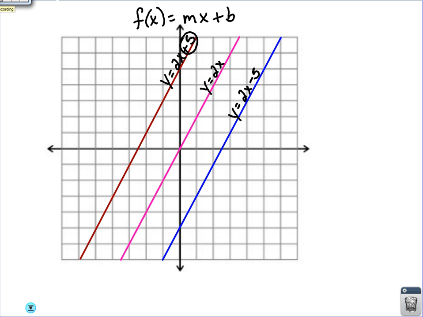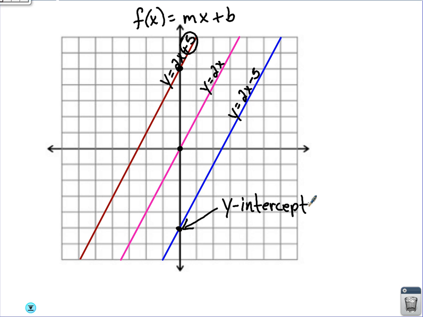And what I noticed about all three of these equations is if you counted up 1, 2, 3, 4, 5, y equals 2x plus 5 crosses the y-axis at 5. y equals 2x plus 0 crosses the y-axis at 0. And y equals 2x minus 5, 1, 2, 3, 4, 5, crosses the y-axis at negative 5. We actually have a term for this. The place where a graph crosses the y-axis is called its y-intercept.